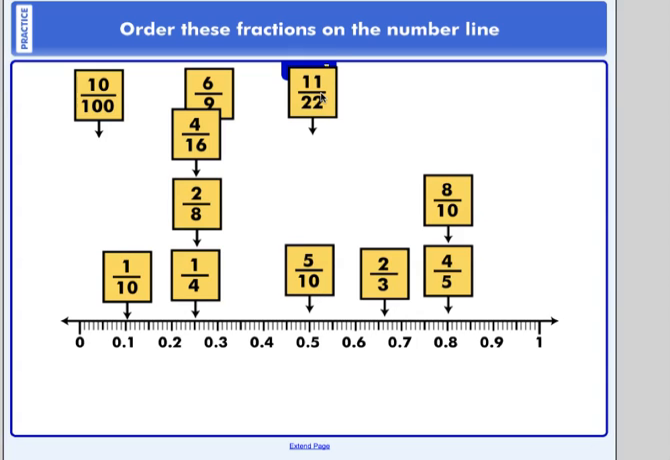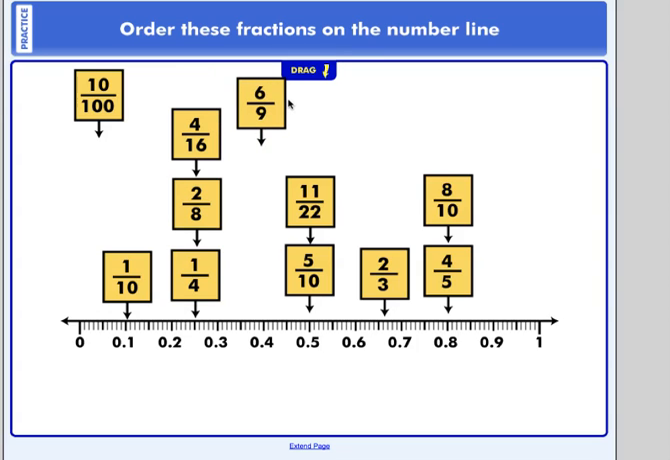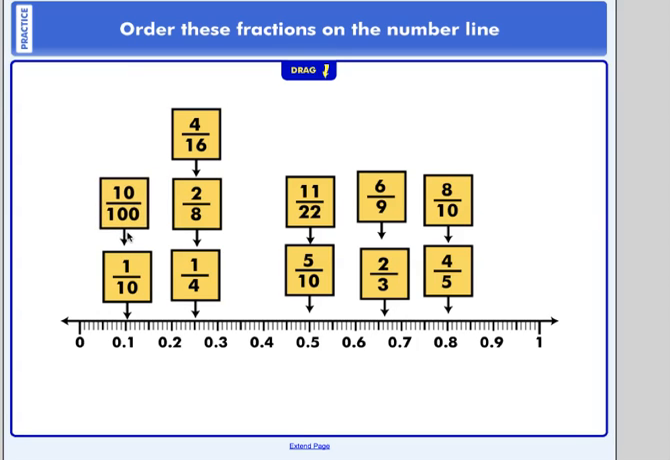Speaking of being the same as a half, isn't 11/22 the same as a half? Because 11 is half of 22. And 6/9. Well, I can see that 6/9 is equivalent to 2/3 because 2 times 3 is 6, 3 times 3 is 9. And 10/100ths, I can divide both of those by 10 and get 1/10, so that's equivalent here. Okay, see how I did that?